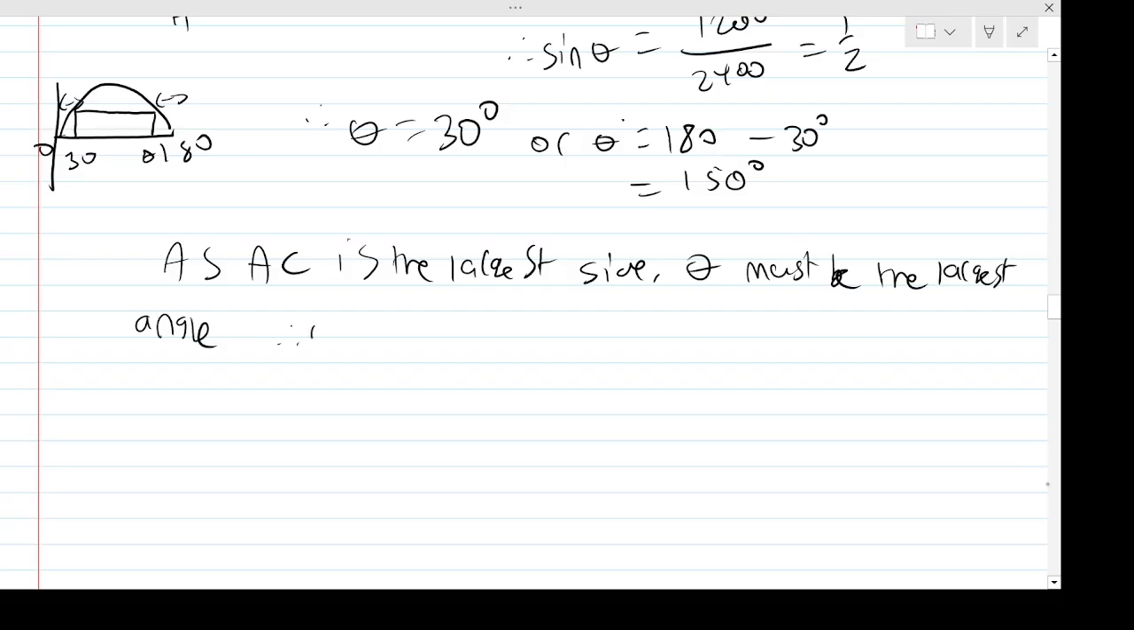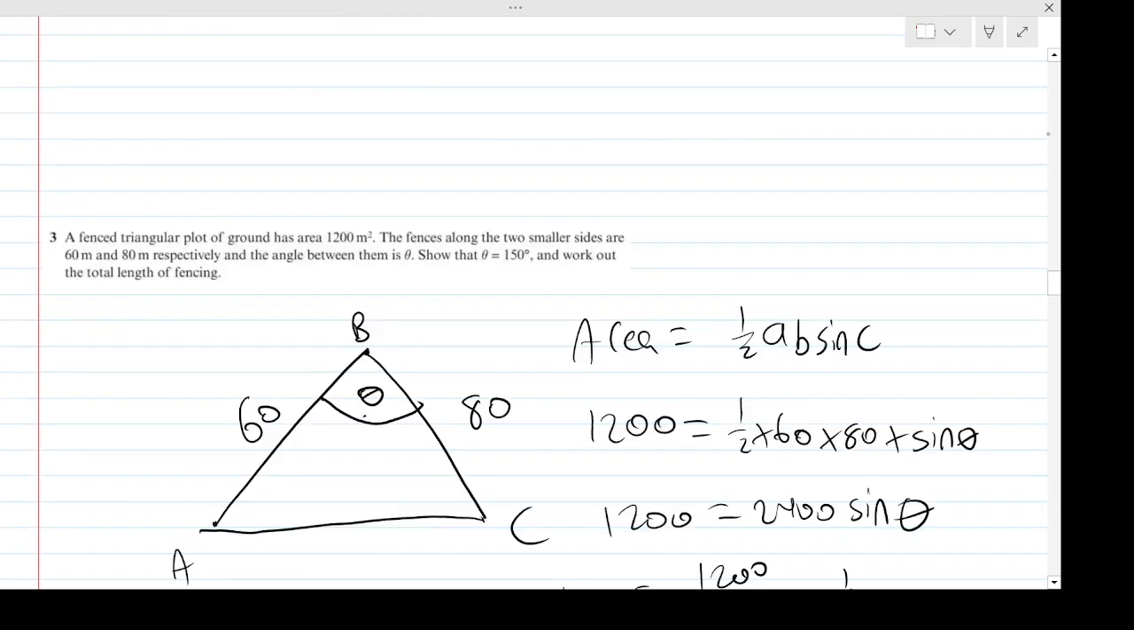So therefore, theta is 150, okay? So just a bit of justification there. But that's the idea, right? You need to be considering, in that sort of instance, that it's the largest side, so we need the largest angle opposite it as well. So that's why we take 150 for the solution there.